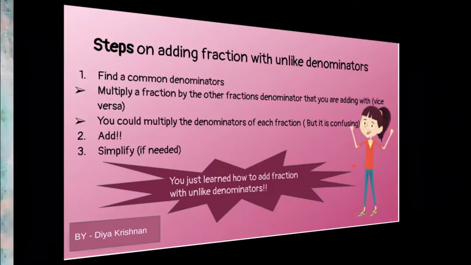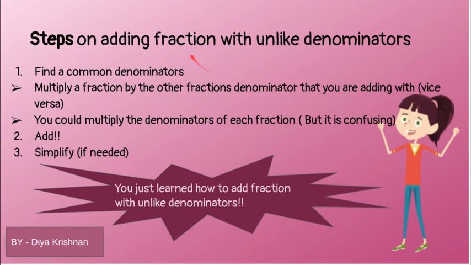Let's move on. Here are the steps on adding fractions with unlike denominators. First is find a common denominator. The second step is to add, and then the third step is to simplify if needed. And you could just jot them down in your notes, or anywhere you always see, so you remember when you're adding fractions with unlike denominators.